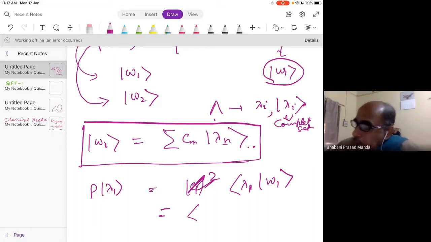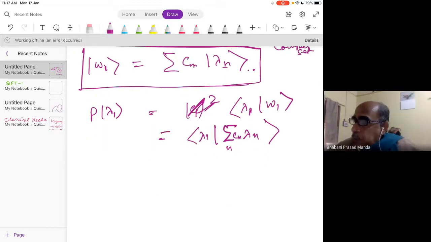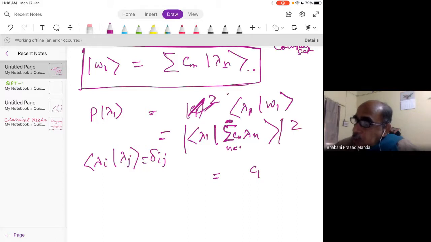Okay. So lambda 1, then omega 1 can be written in terms of this complete set, sum over n of Cn times that inner product. Now n equals 1, 2, up to infinity, if you have an infinite set. Only the first term will contribute, because this is a complete set, and the inner product of lambda i and lambda j is delta ij. That means only when i equals j does it survive. So i equals 1, and only the first term survives. This will give you C1, and the probability means mod square.